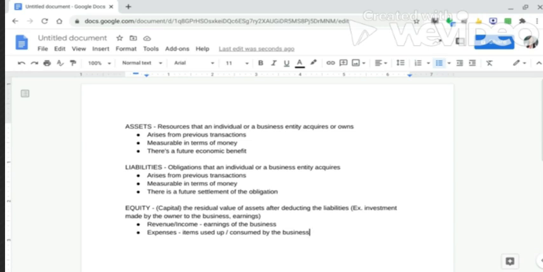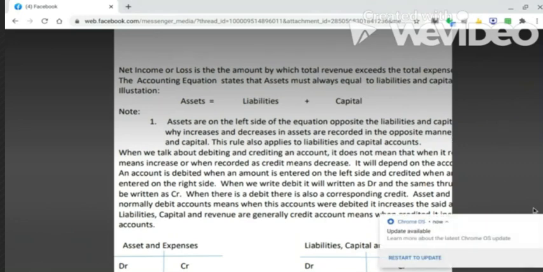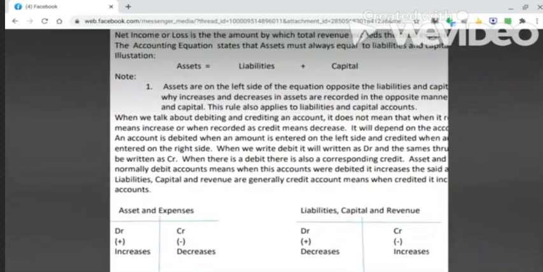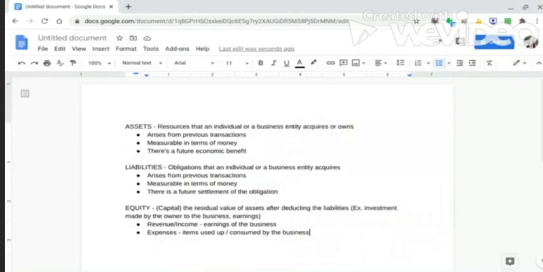So, there. So, given these definitions here, let's go back to the discussion that was sent to me over the Facebook Messenger. So I guess there is a previous discussion here. So let us discover na lang as we go through the remaining discussion that was sent. So based on the note here, assets are on the left side of the equation, opposite the liabilities and capital. So putol siya. So I guess what this is talking about is the fundamental accounting equation.